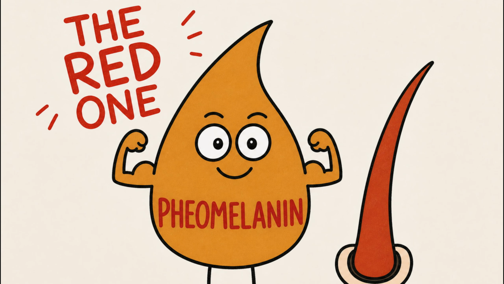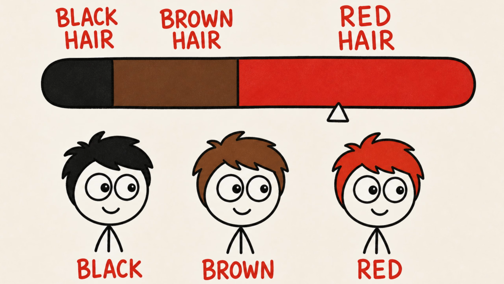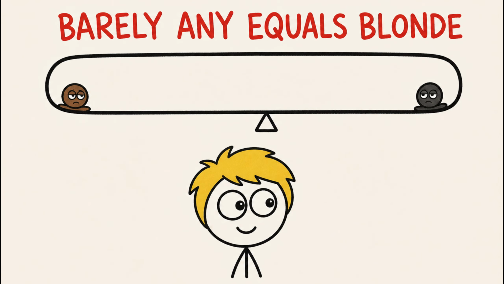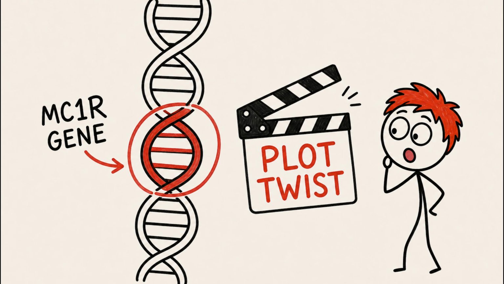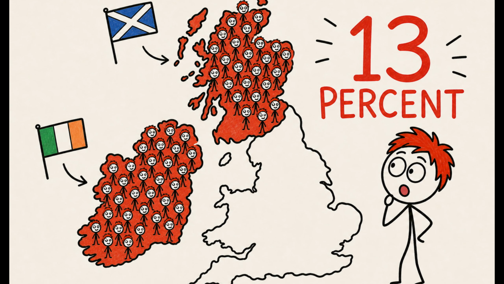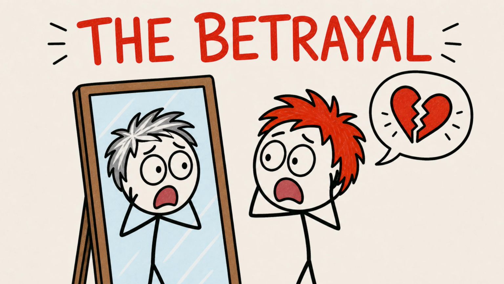Lots of eumelanin? Black hair. A little eumelanin? Brown. Mostly pheomelanin? Red hair. Very little of either? Blonde. And red hair? Only about 1 to 2% of humans on Earth have it. It's caused by a mutation in the MC1R gene. A genetic plot twist. Scotland and Ireland have the highest concentration of redheads, up to 13%.